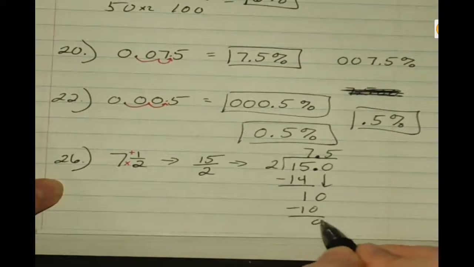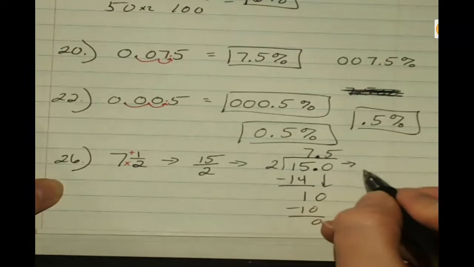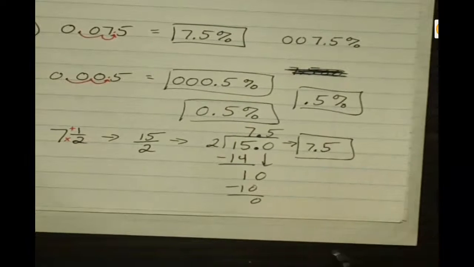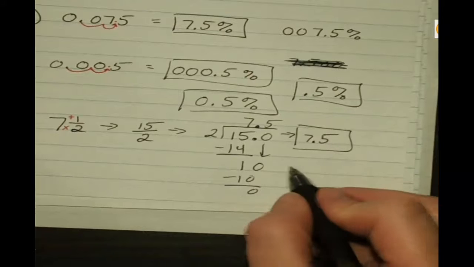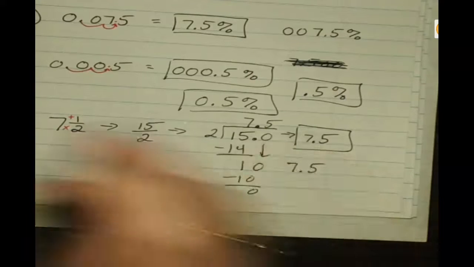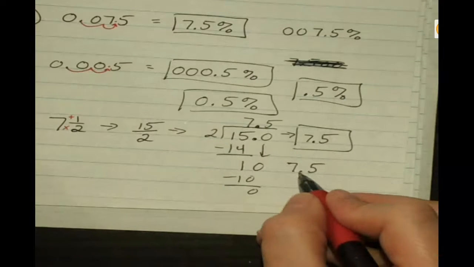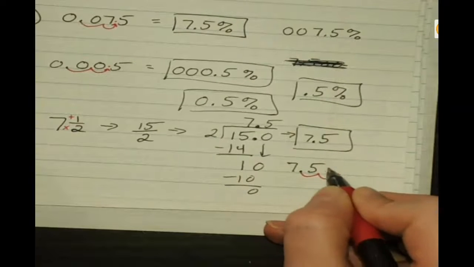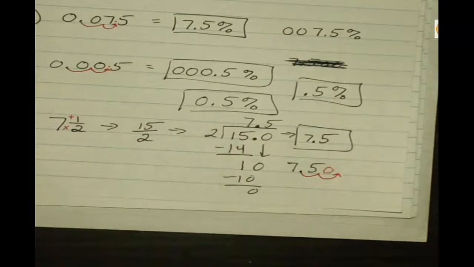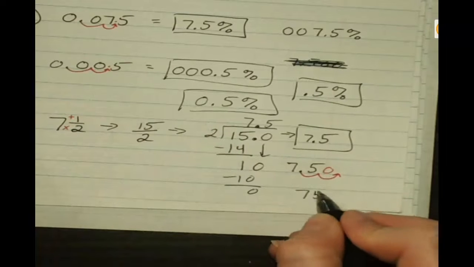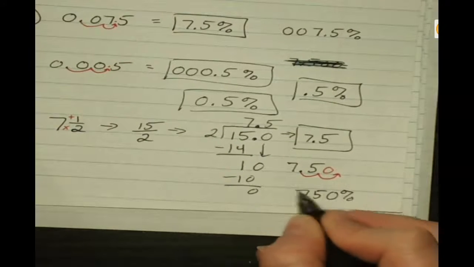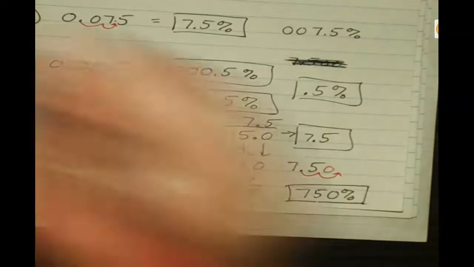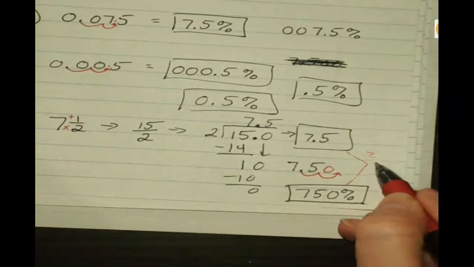So there's my decimal answer. What is my percent answer? So you would have to move the decimal to the right 2 times. 1, 2. And put in a 0. So what is your percent? 750. There you go. So for this one, you have to have 2 answers. Okay.